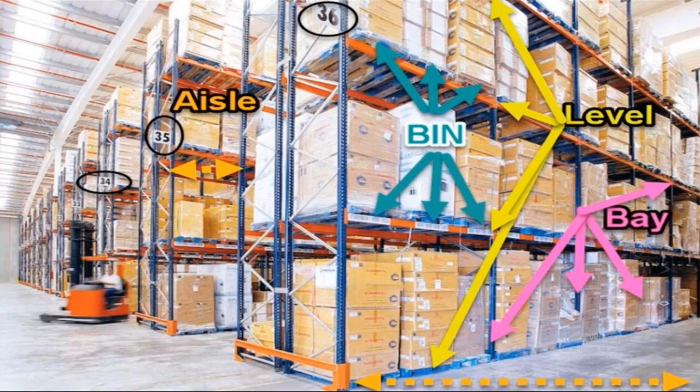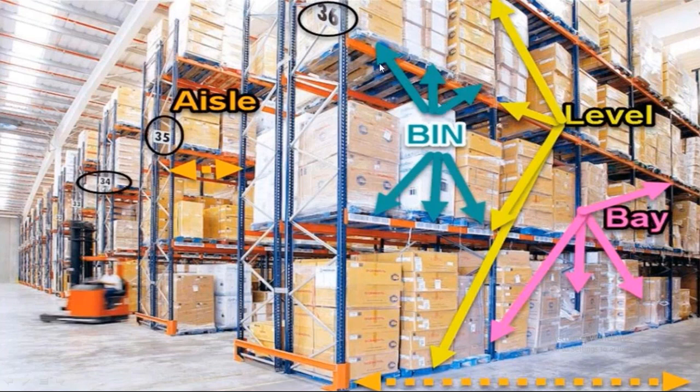That's a different story. So here we have terminology called aisle. Aisle is nothing but the gap between two racks. You can see rack number 35 and rack number 36. The gap between these two racks is nothing but the aisle. We generally identify the aisle of the rack, and all this information we identify in the system. And also you can see multiple levels. This is ground level, and this is level 1, level 2, level 3, multiple levels available.